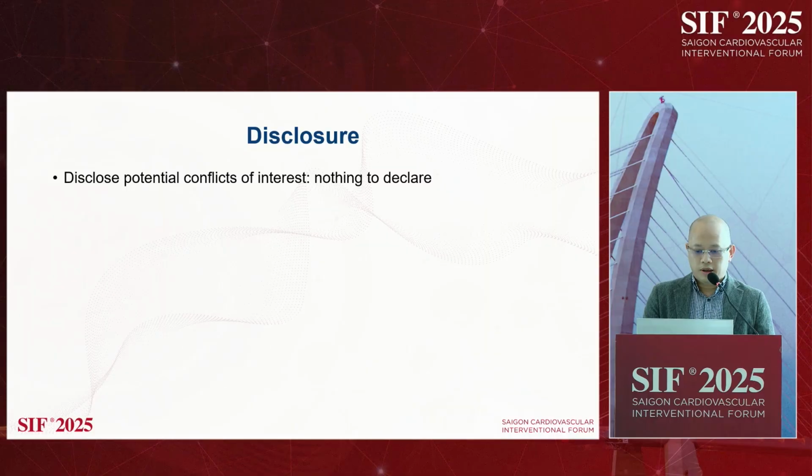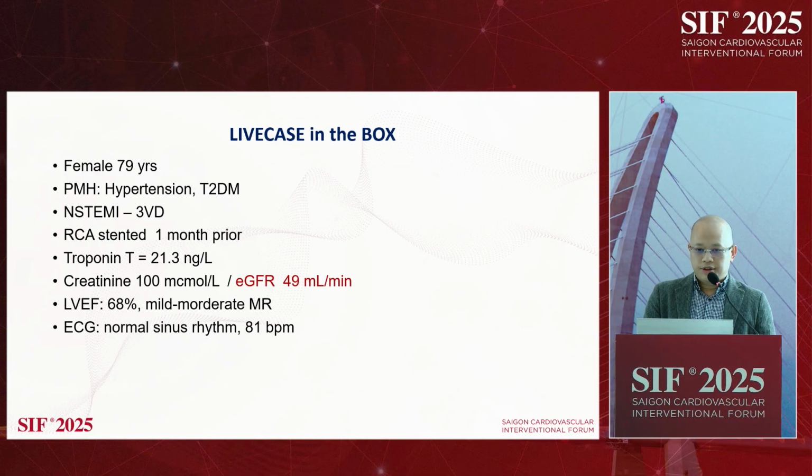So we have nothing to declare for the conflict of interest. This case, we have a female patient at the age of 79 years old, and she has a past medical history of hypertension and type 2 diabetes. And she presented in the hospital 1 month ago for non-STEMI, and we fixed her RCA with one stent. And now she presented with chest discomfort, and the troponin T is mildly elevated, which is 21.3, and eGFR is around 49. And she has heart failure with preserved EF, which is around 68%, and the ECG is normal.